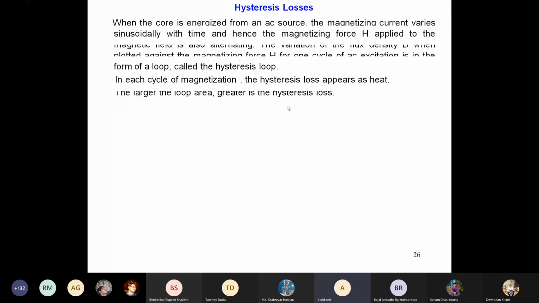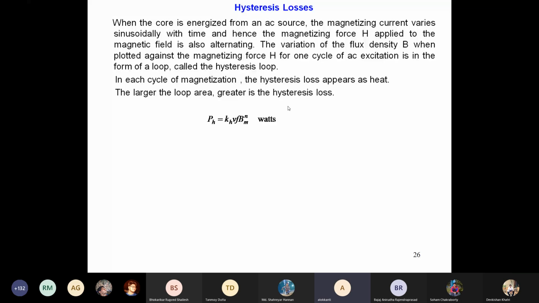So this hysteresis loss we have studied in detail. When a core is energized from an AC source, the magnetizing current varies sinusoidally with time, and hence the magnetizing force H applied to the magnetic field is also alternating. We saw this. This leads to that BH type of characteristics. The variation of flux density, when plotted against the magnetizing force H for one cycle of AC excitation, is in the form of a loop called the hysteresis loop. In each cycle of magnetization, the hysteresis loss appears as heat. The larger the loop area, the greater is the hysteresis loss. It is basically given by this type of formula, KH f V Bm to the power n watts.